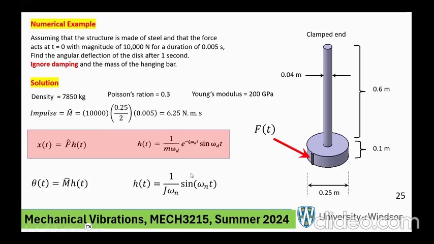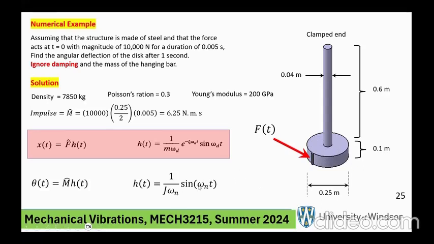Now, in principle, I have to calculate J, and let me remind you that J is 1/2 m r squared, 1/2 mass of this disk times the radius squared. We also need the value of omega n, of course. Now, omega n, because this is a torsional mechanism device, omega n is going to be root of k over j, not k over m, k over j. So all of these have to be calculated.